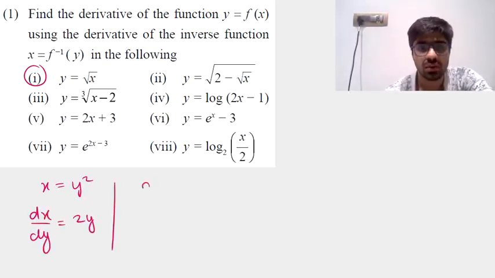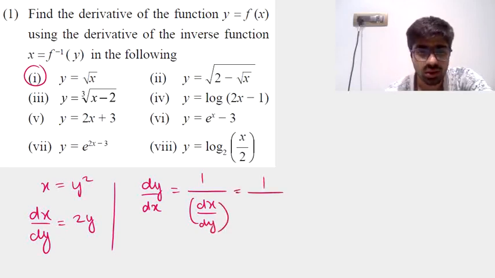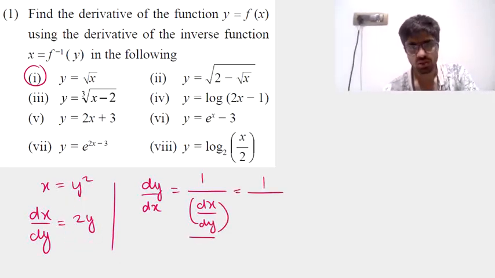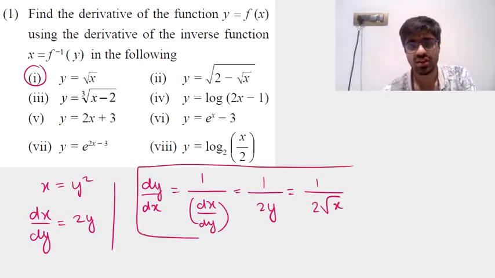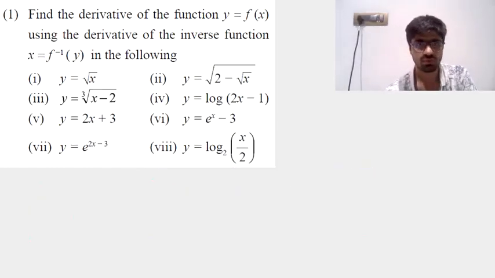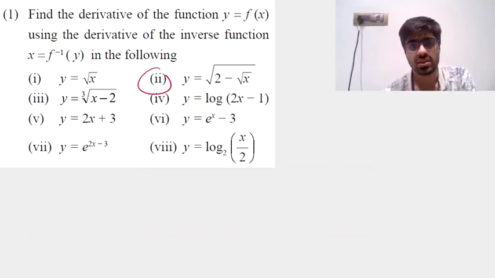And finally we conclude that dy by dx is going to be the reciprocal, 1 upon dx by dy. We just got dx by dy as 2y. So let's put that in. And finally we put in the value of y, which is equal to root x. So 1 upon 2 root x is the final expression for dy by dx. Let's continue with the second one in a similar way.